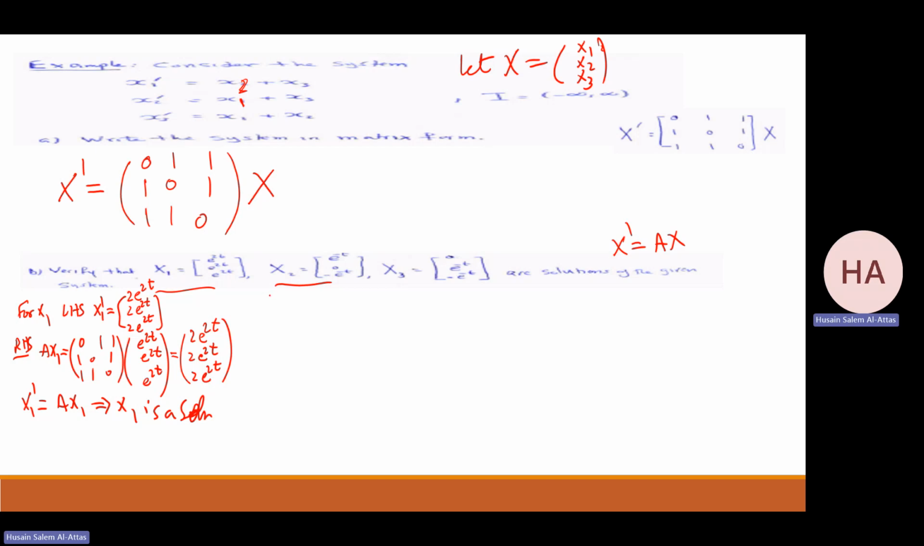Let me do x2 now. Hopefully I have the space. Left-hand side, it will be x2 prime, that will be minus e^t, 0, minus e^t. Now I have the right-hand side, which is A x2: the matrix 0, 1, 1; 1, 0, 1; 1, 1, 0 times minus e^t, 0, e^t. That gives me what?